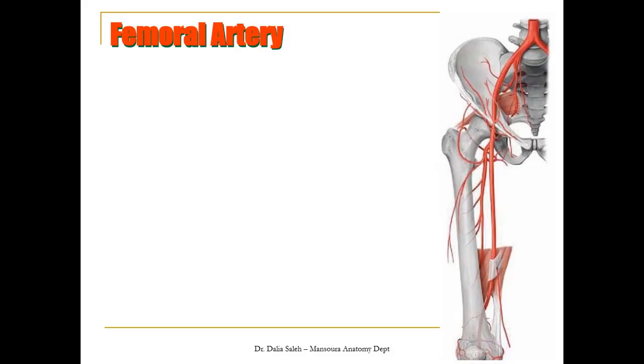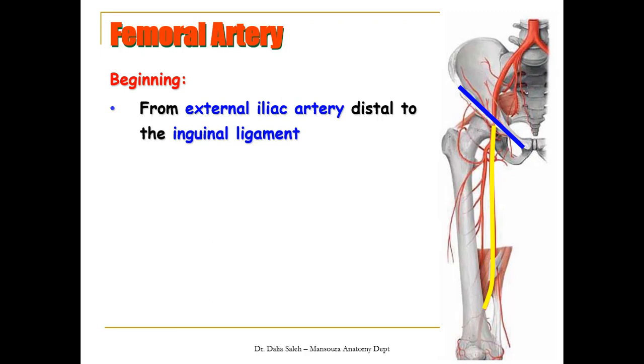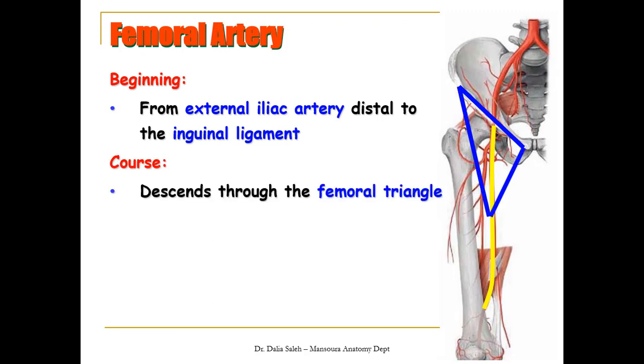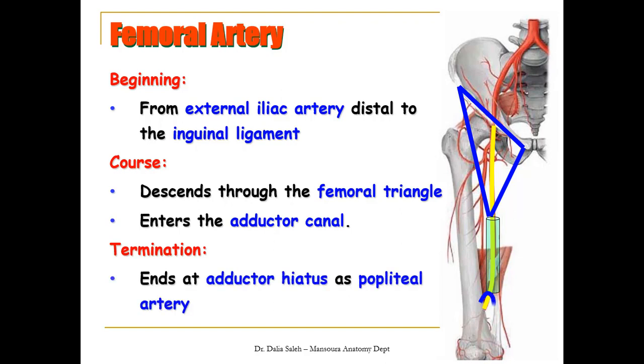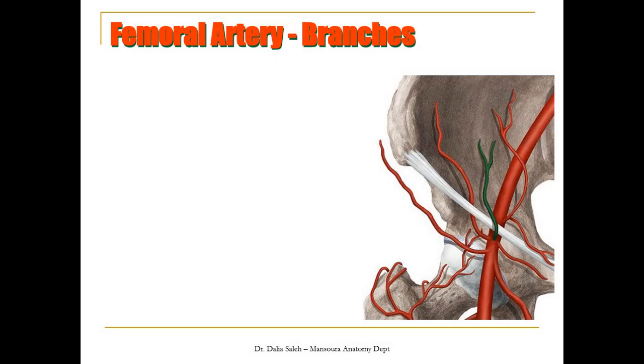If we talk in detail about the femoral artery, it begins as a continuation of the external iliac artery distal to the inguinal ligament, then descends in the femoral triangle, and then descends through the adductor canal, which lies opposite the middle part of the thigh, then leaves the thigh through the adductor hiatus to reach the back of the knee joint and becomes the popliteal artery. The femoral artery has many branches.